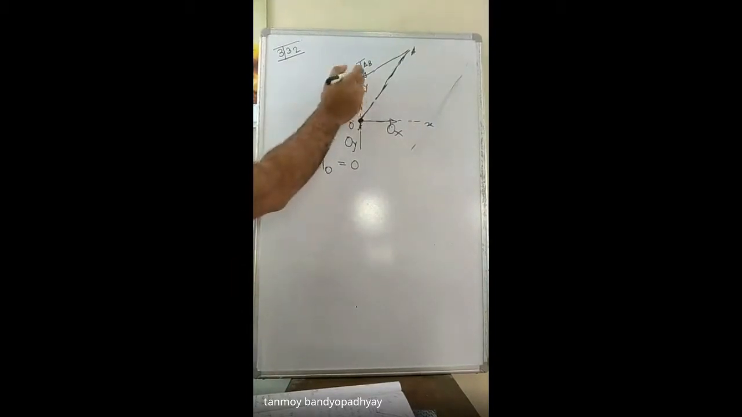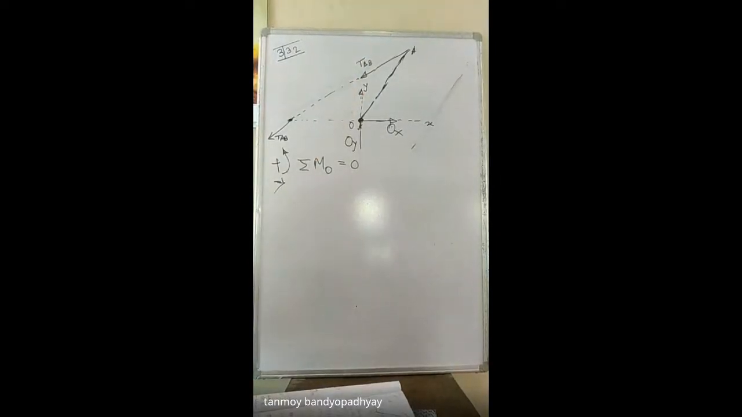So if I translate this one, say this is the point B, at the point B I am just going to translate this. So this will be T_AB. I am translating it along its line of action, so it will not cause any problems in this configuration. Now if I break it into components, it will be having two components.